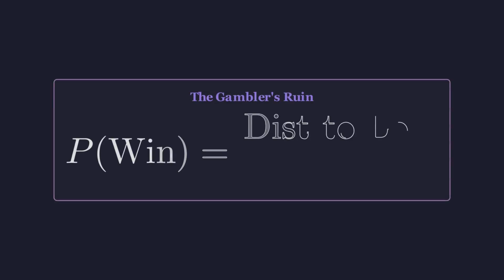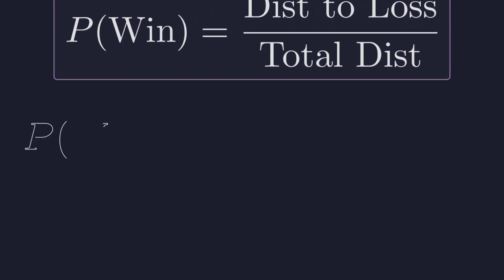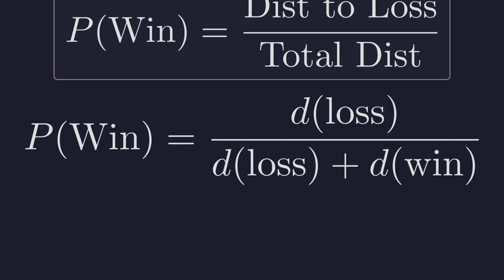We're at position 1. 2 is the loss wall in red, 3 is the win wall in green. If she goes to 2, we lose. 2 won't be last. But if she reaches 3 first, we win. 2 will be the last number visited. This is a classic problem called the gambler's ruin. For a one-dimensional random walk, the probability of hitting one end before the other is beautifully simple. It's just the starting distance to the loss wall, divided by the total distance between the two walls. More precisely, it's the distance to the loss wall, divided by the sum of both distances.